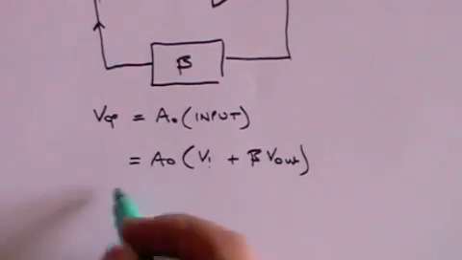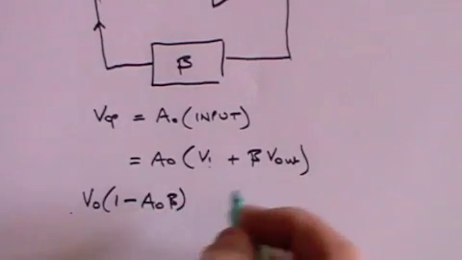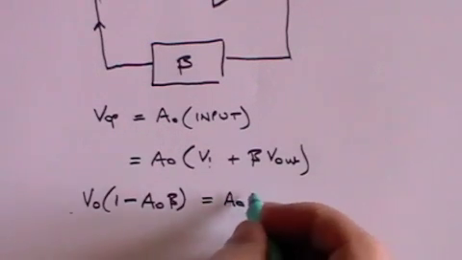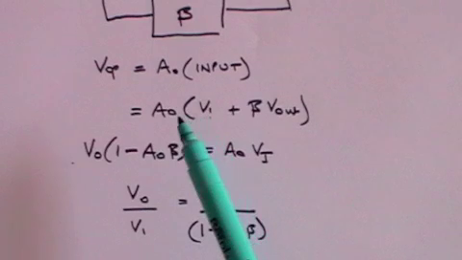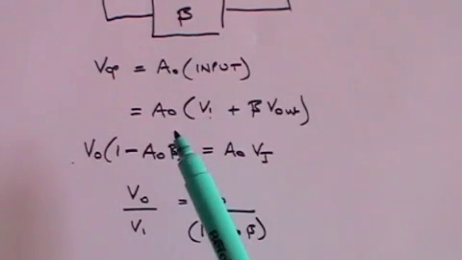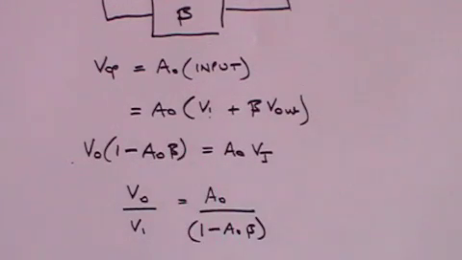And if you rearrange, you'll get that V out times (1 minus A0 beta) is equal to A0 times V in. And that can be written as V out divided by V in equals A0, the gain, divided by 1 minus A0 beta. And there are operational reasons why you might want to do it. It gives you an increase in the range of frequencies, it gives you less distortion, and it gives you greater operational stability. Next we move on to an inverting amplifier.